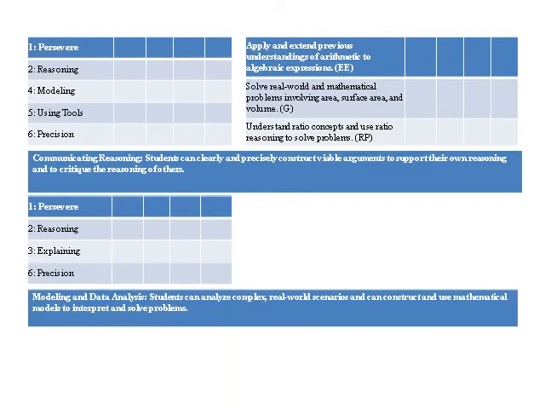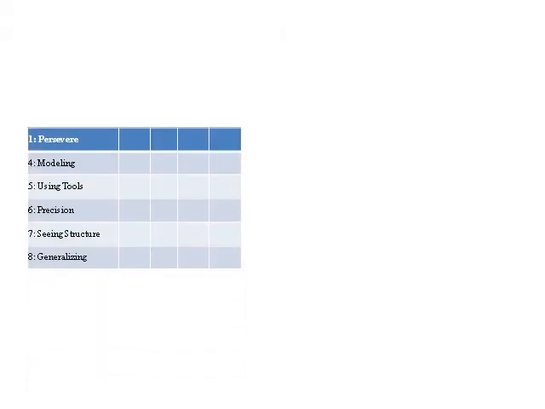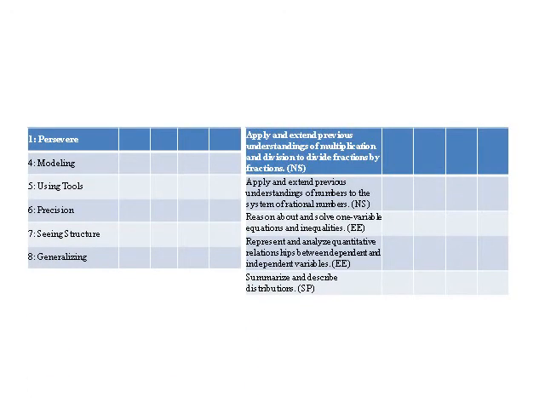Communicating reasons: students can clearly and precisely construct verbal arguments to support their own reasoning and to critique the reasoning of others. And that's judged by persevere, reasoning, explaining, precision. Modeling and data analysis: students can analyze complex real-world scenarios and can construct and use mathematical models to interpret and solve problems. These concepts are also scored by our assigned scale.